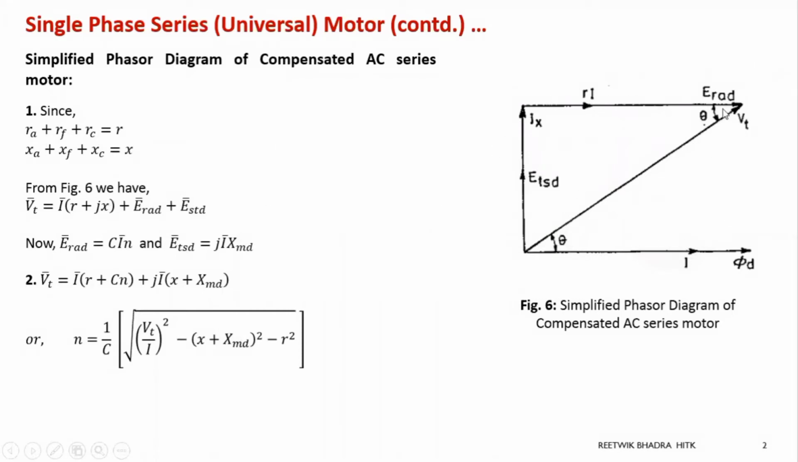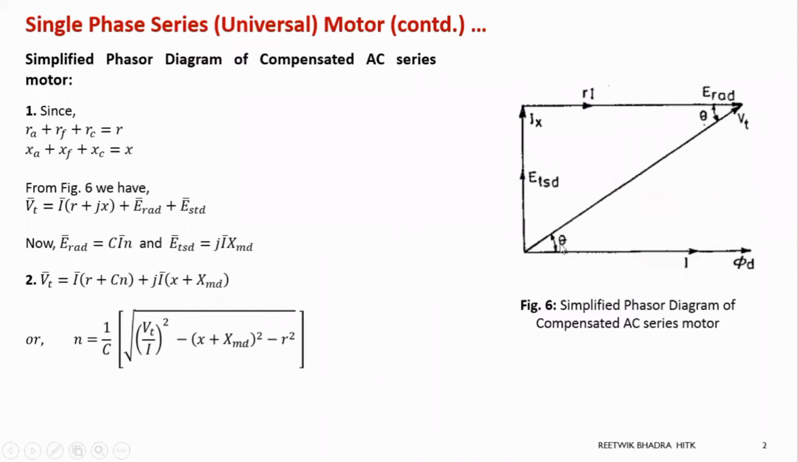Ultimately, we were getting this waveform. This was the simplified version where we had neglected all the minus terms. This was minus E_TSD, minus E_RAD, which were neglected, and the ISC, the no load part, was neglected. So this I was coming in phase with our field flux, and that's why this IX was 90 degrees to this and IR was parallel to this I. And we had already derived E_RAD equal to CIN.